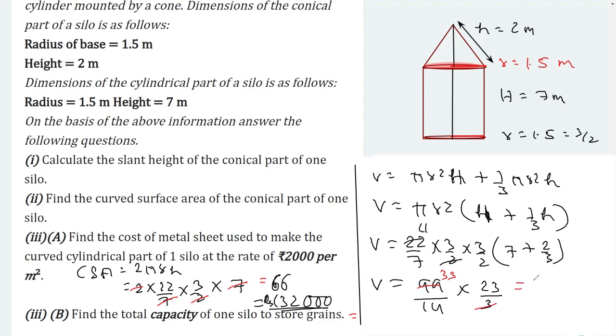So after final calculation, if I multiply 33 with 23, it's coming 759 over 14. And to get the answer in decimal, if I divide it by 14, I should get 54.21 centimeter cube. Oh, it's meter, so it should be meter cube. So this would be the answer for the B part.